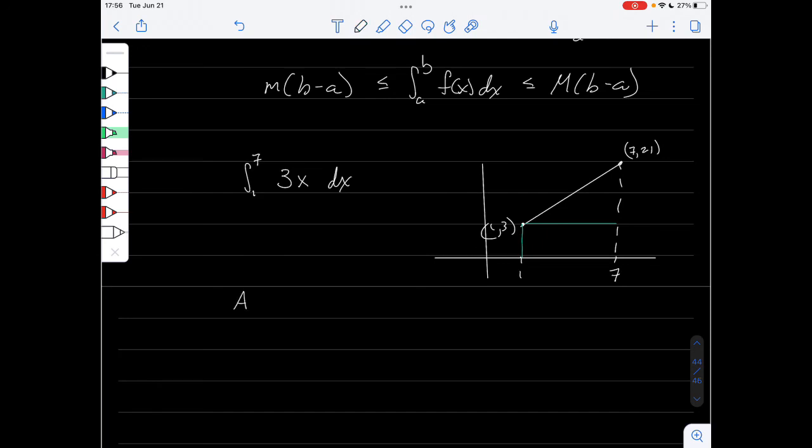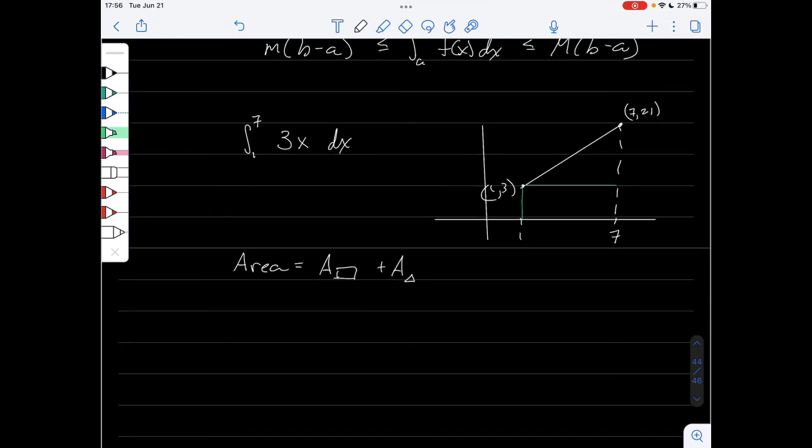And so the area is going to be the area of the rectangle plus the area of the triangle. And we know what the area of the rectangle is. It has a base 7. It has a height 3. So the area of the rectangle is 21. And then the area of the triangle is 1/2 times the length of the base. It's not 21. From 1 to 7, we have 6.